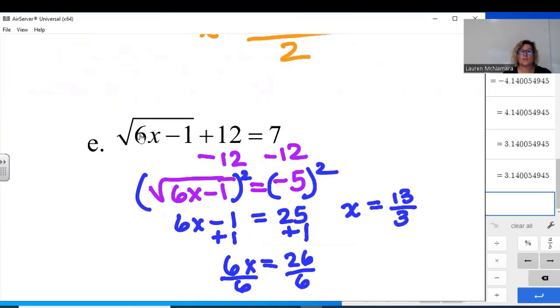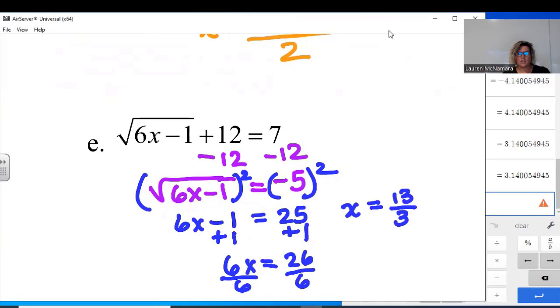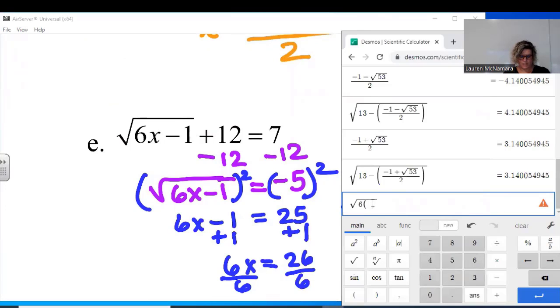Let's check our solution. So 6 times, oh, it's all underneath the radical, so I want to make sure it looks exactly like that every time. So 6, open my parentheses. Anytime you write your answer as a fraction, you need to make sure that it's in reduced form. So that's why I did that. So 13 divided by 3.